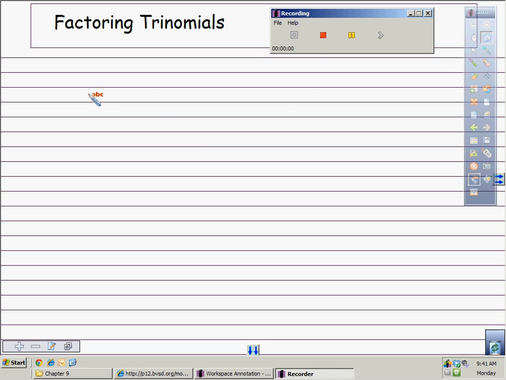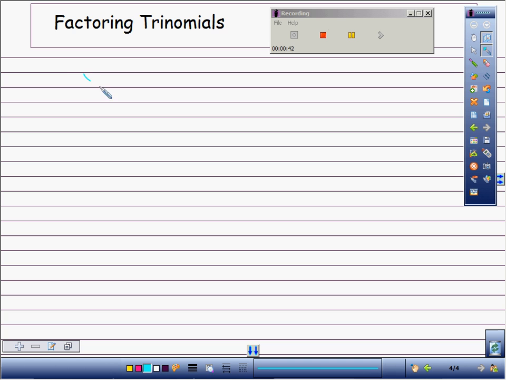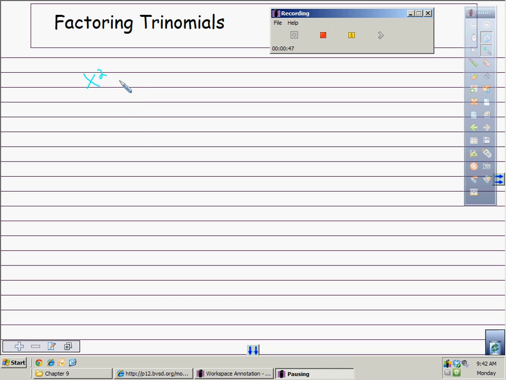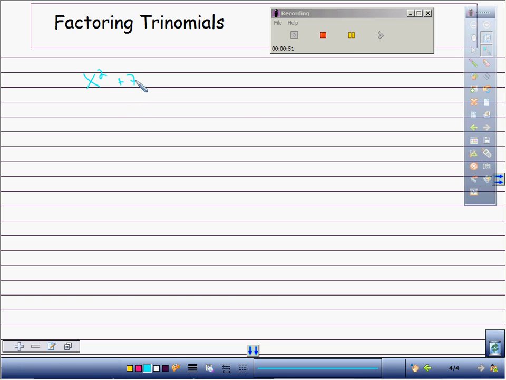For example, say I have x squared plus 7x plus 12. And what they say is factor this. So you could use the box method for this. I'll show you a couple different ways to do it.